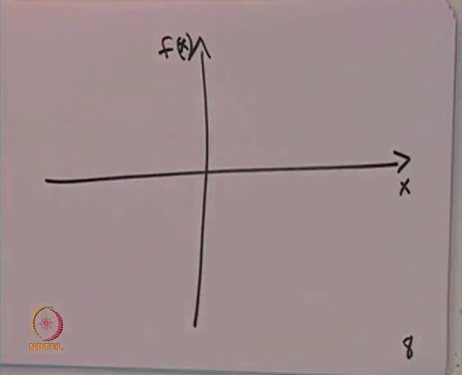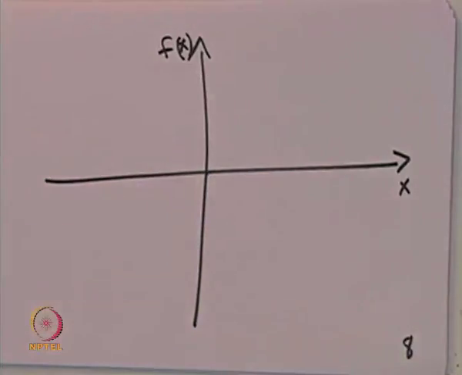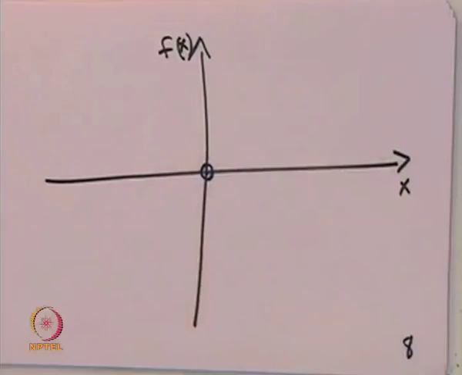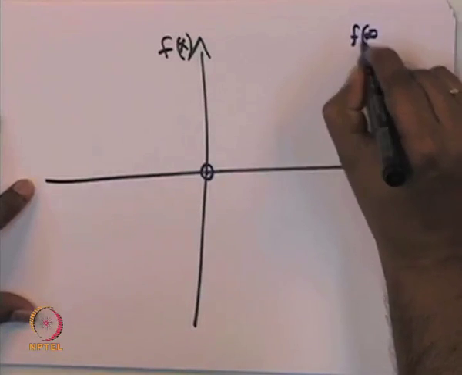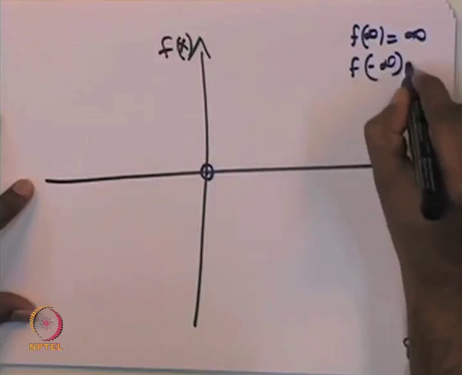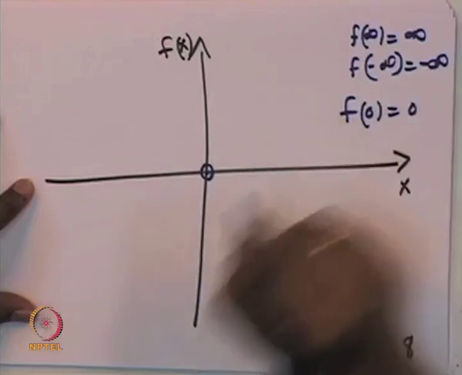Now, what do we know? We know one thing: when x is 0, so let us call it x equal to 0, the function is 0. So the function has to go through this particular value. So we learn that f of infinity is infinity, f of minus infinity is minus infinity, f of 0 is 0.